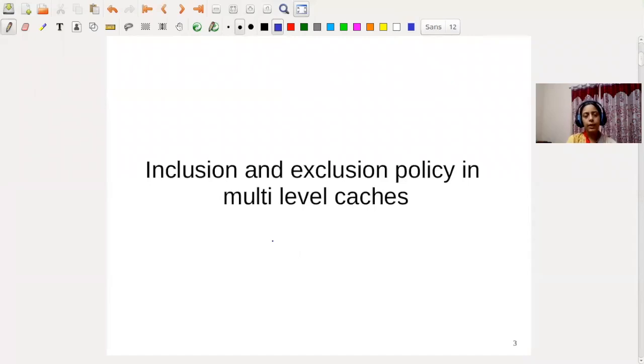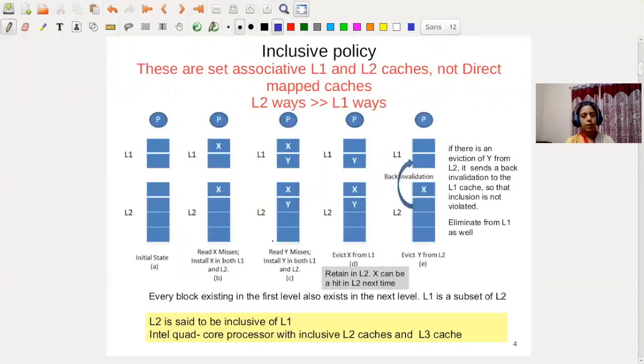So first we'll talk about inclusion and exclusion policy in multi-level caches. Currently we are looking at L1 and L2 caches, the two levels of hierarchy, and we'll discuss what is meant by an inclusive policy for caches. We are assuming here that both L1 and L2 are set associative caches, not direct mapped caches. The reason will be evident in the next slide.